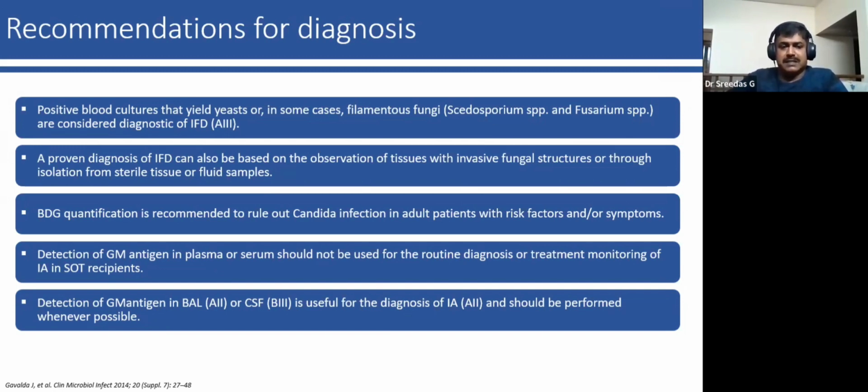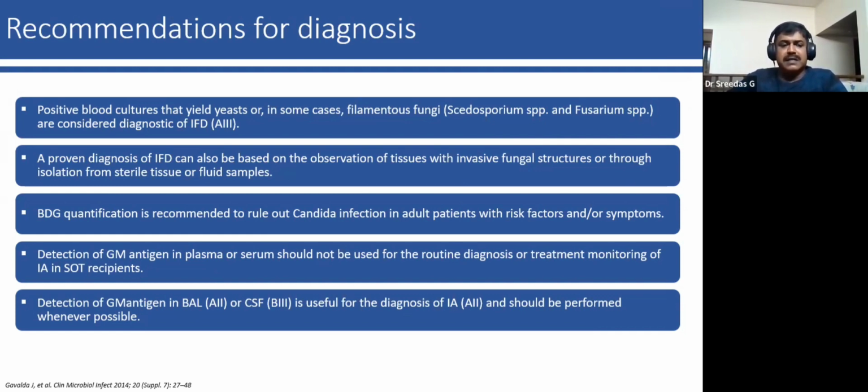So, positive blood cultures that yield yeast or in some cases filamentous fungi are considered diagnostic of invasive fungal disease. A proven diagnosis of invasive fungal disease can also be based on observation of tissue histology for invasive fungal structures or through isolation from sterile tissues or fluid samples.